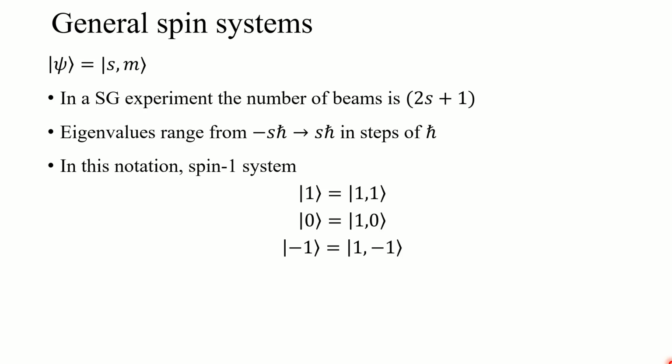If we were to look at a spin 1 system, we would have 3 different beams corresponding to those 3 eigenkets in our Stern-Gerlach experiment, because 2 times 1 is 2, plus 1 gives us 3 total beams. The beam corresponding to the spin 1 state would be written here as 1, 1. The corresponding 0 state would be 1, 0, and the minus 1 state would be 1, negative 1. Again, the first number is the same for all of them, because they're all describing a spin 1 system, and then the different spin component values are the second quantum number.